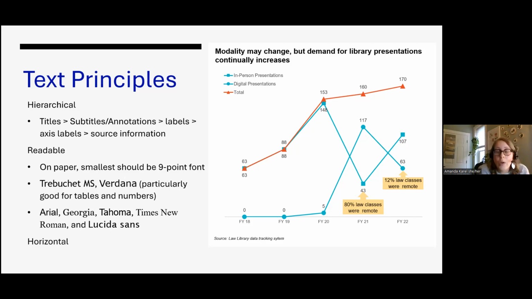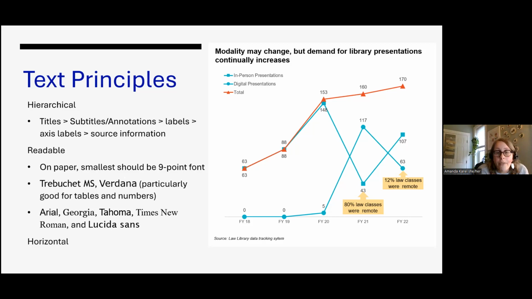It can be helpful when you're trying to figure out what your font sizes should be to work backwards from your smallest. And so the smallest should always be source information. If it's a chart you're going to print, you're going to want to put that smallest font at 9-point font, unless you know something about your audience and their visual needs, where you might need to set it bigger, but the smallest should always be 9-point font.